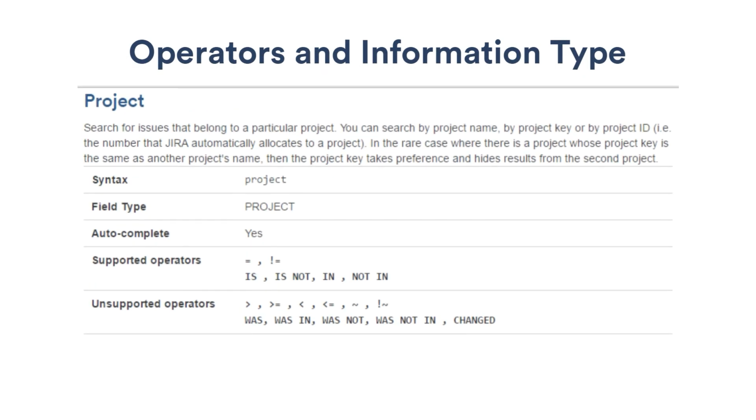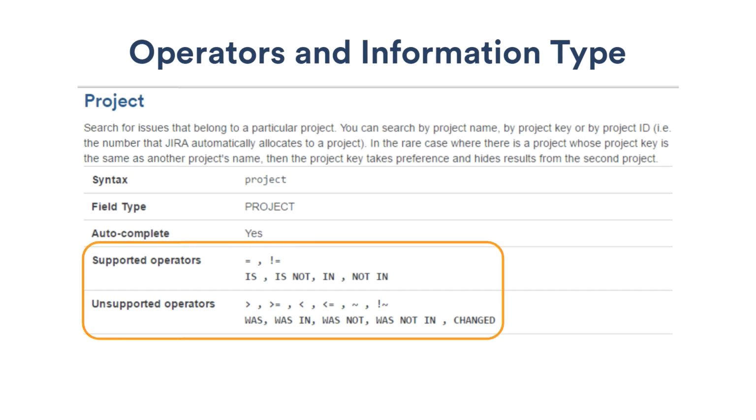Earlier I mentioned that the information type of a field impacts how you search that field. The supported operators is an example of that. As you can see from this help snippet on the project field, this field supports the use of some operators, but not of others.